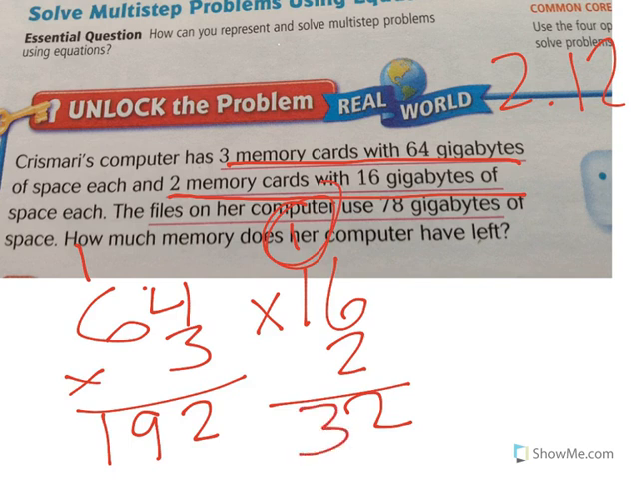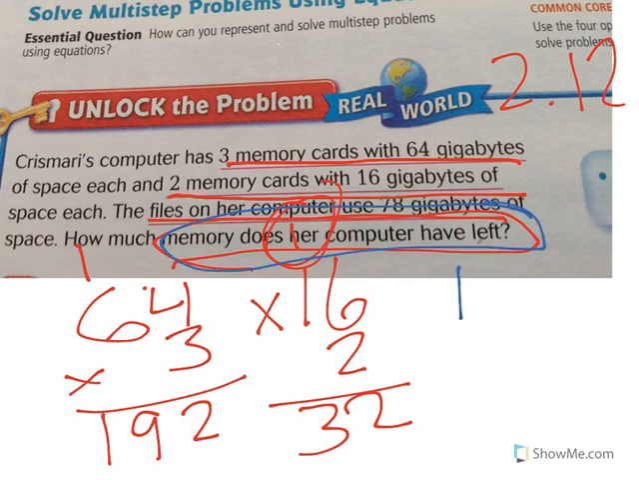Now, to be able to figure out how many total each of these have, okay, it says a file on the computer uses 78. That's how much it uses. How much space does it have left? See, we want to see something else before we come to this question. But let's figure out how much it has total.